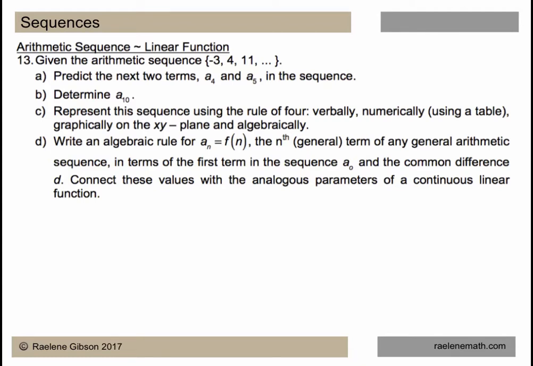We are going to take a look at an arithmetic sequence, which we saw earlier is similar to a linear function. If we have the arithmetic sequence -3, 4, and 11, I'd like to predict the next two terms, or determine another term, and do some representing of the sequence. Here's a good time to pause the video, take a look at as many of the questions as you can, try, and then come back in a few moments and see what I've come up with.